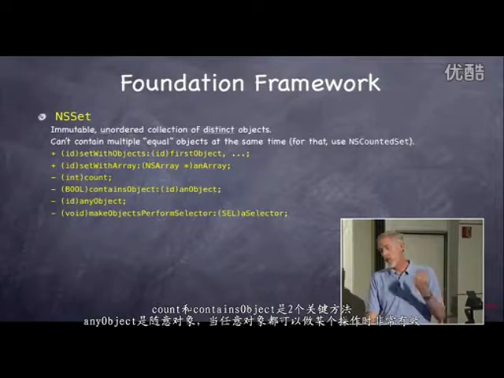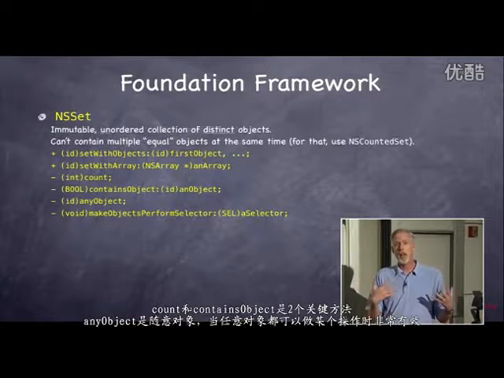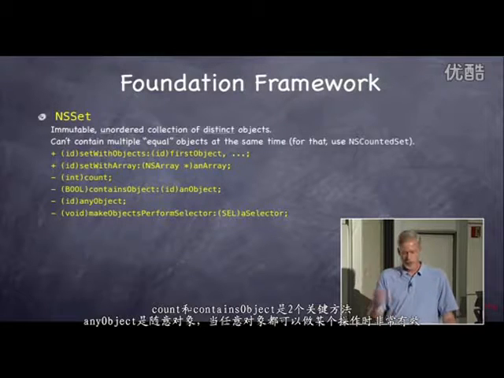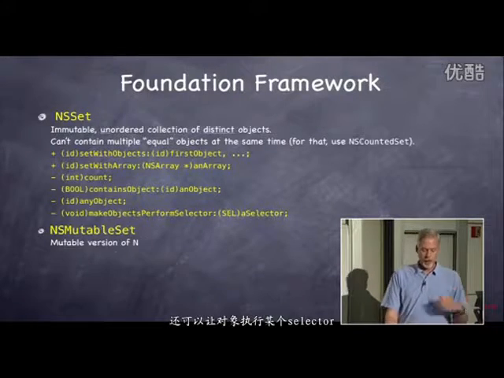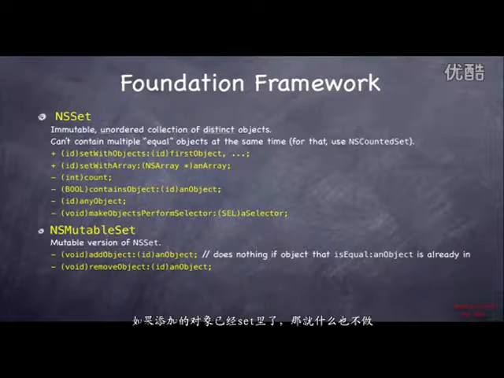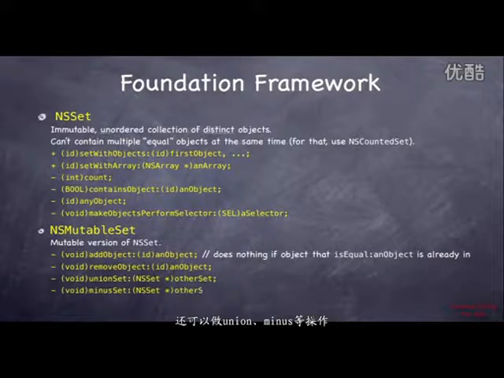You just grab any old object out there. A lot of times you have a set of related objects, and any one will do for some certain operation. So you can say anyObject, and it'll very efficiently return any object. And you can make all the objects perform certain selectors. There's a mutable version. It adds removeObject and addObject. Notice no insertObject at index. This is unordered. Okay, there's no order. It's just a bag of objects. If you call addObject, and there's an object already in the set that is equal, it will do nothing. Okay? You can also union and intersect and minus sets. Okay, so if you want to do set arithmetic, you can do that as well.